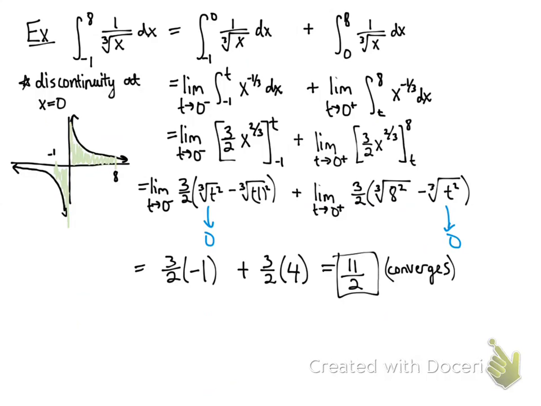So 3/2 times the negative cube root of negative 1 squared is 3/2 times the negative of 1. And 3/2 times the cube root of 8 squared is the cube root of 64, that's 4. So I have 3/2 times negative 1 plus 3/2 times 4, that's 11/2. Since I got a number, the integral we started with converges and it equals that number, 11/2, or 5.5.